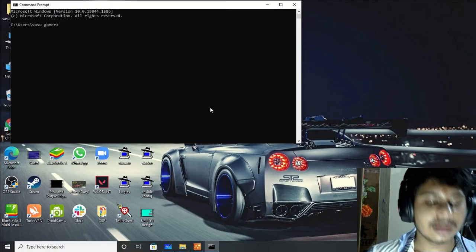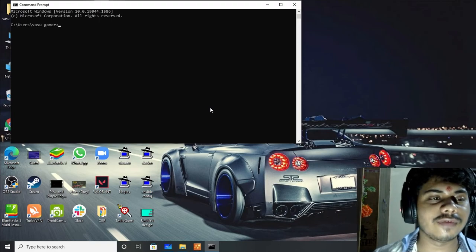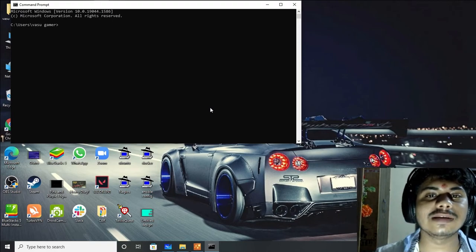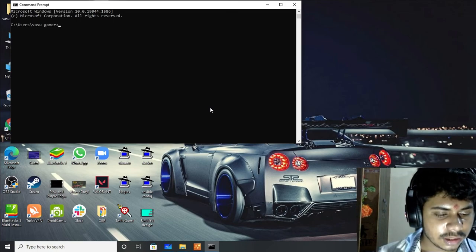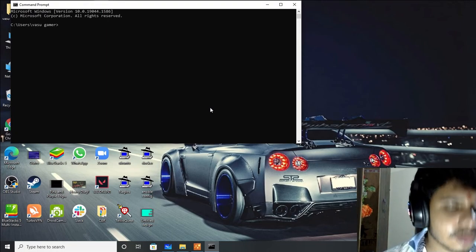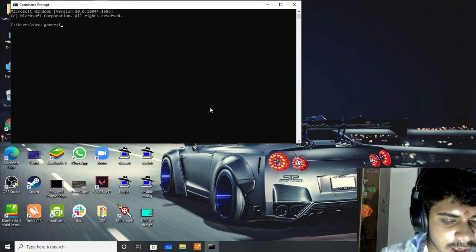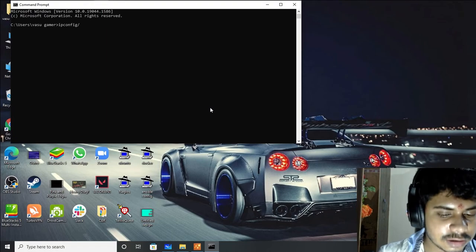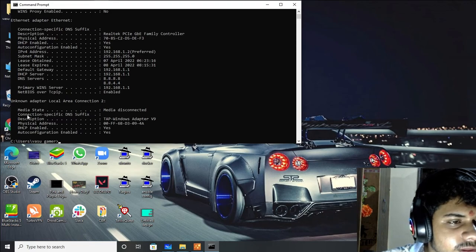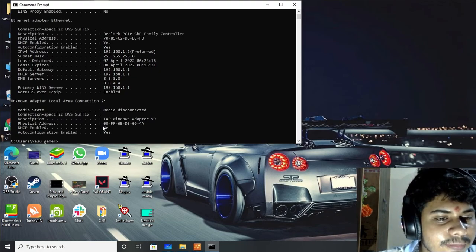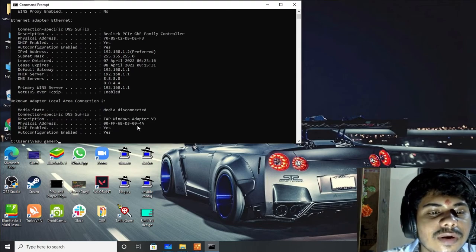So how do you check the MAC address and physical address of your PC? Both are the same, don't get confused. You have to open the command prompt on your Windows PC or laptop and type ipconfig /all. Now you can see where my MAC address is. There is a physical address, 00FF6B D3094A.